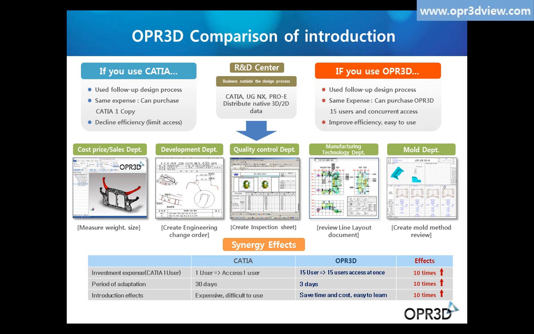The second is rapid application of the work. OPR3D is a product with high utility rate, and it can be applied to business immediately when you finish basic education for just 2 hours. Finally, it is a 3D and 2D view product developed domestically, and improved performance and additional features are supported rapidly.